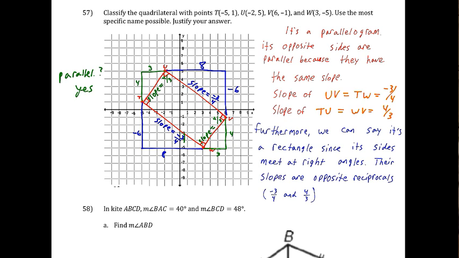So the first thing I said is, yes, it's a parallelogram. Its opposite sides are parallel because they have the same slope. Here are those slopes. See how descriptive I'm being? Then I say, furthermore, it's not just a parallelogram. We can say it's a rectangle since its sides meet at right angles. How do you know that? Their slopes are opposite reciprocals, -3/4 and 4/3. Remember, I did that math over here. So our final answer is it's a parallelogram. Furthermore, it's a rectangle. You have to give supporting work. You can't just give me a blanket statement. Give me some reasons why you think it has to be what it is.